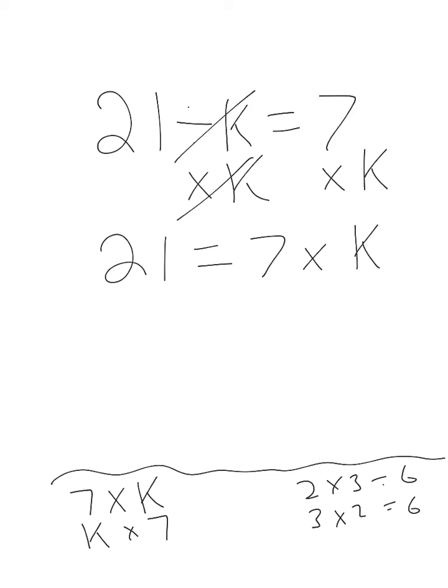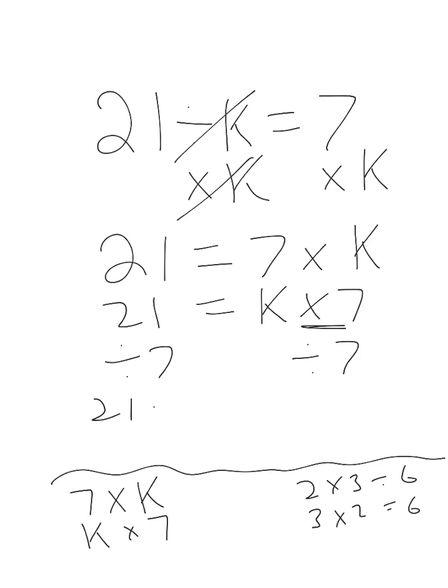That'll make it easier for us to get that 7 over with the 21. So I'm just going to rewrite 21 equals k times 7. Now I have a times 7, so I can say the opposite is divided by 7. Divided by 7. 21 divided by 7 equals k. 3 equals k, or k equals 3.